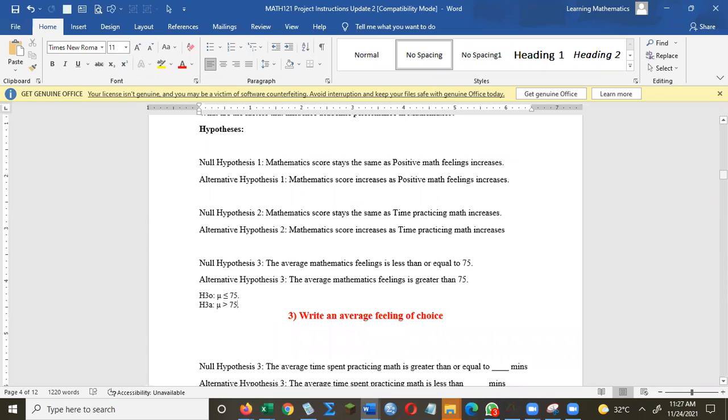Mathematics score is a variable, stays the same as positive math feelings increase. Positive math feelings is another variable. Okay. Hypothesis 1 is basically analyzing the relationship between two variables. Okay. Now your objectives must start with a verb.